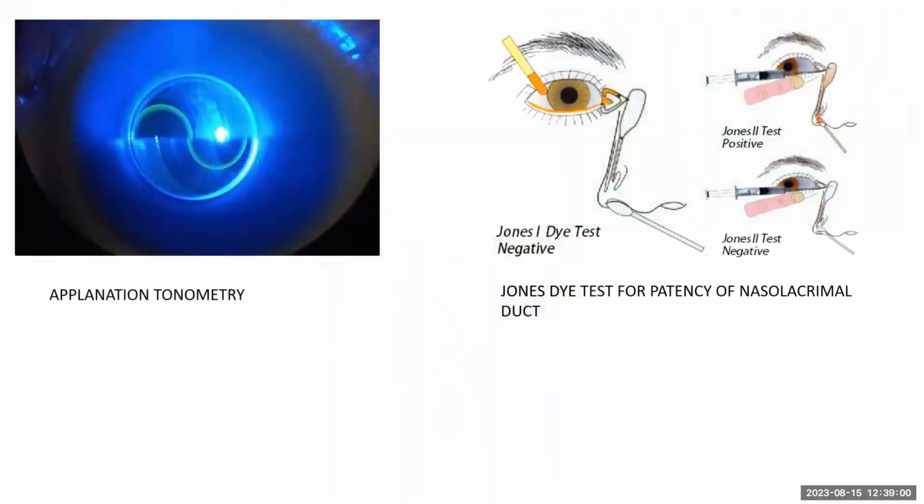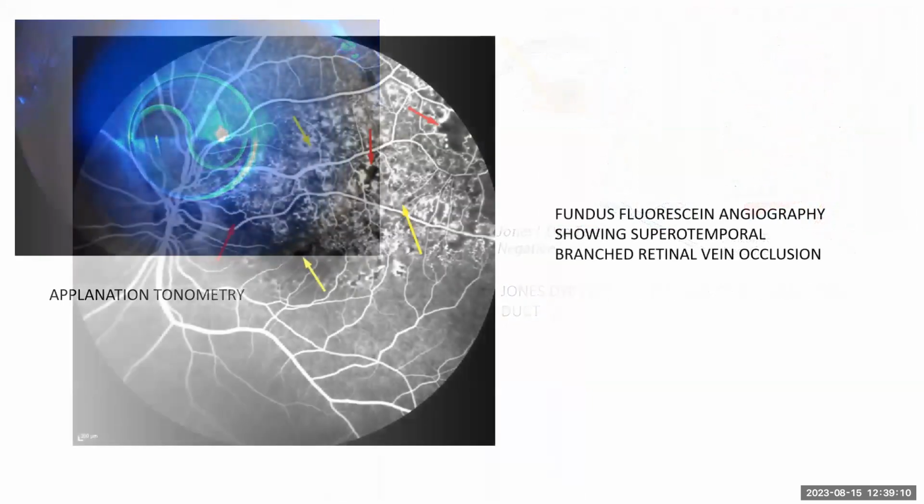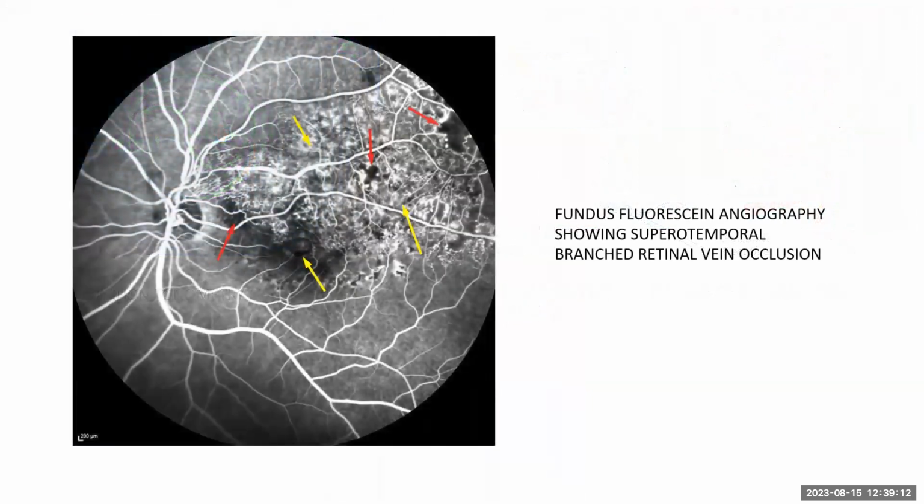It is also used in applanation tonometry, like Goldmann's tonometry and Perkins tonometry, and to test the patency of the nasolacrimal duct in the Jones dye disappearance test. And it is used in fundus fluorescein angiography. Over here, the picture shows superotemporal branch retinal vein occlusion.